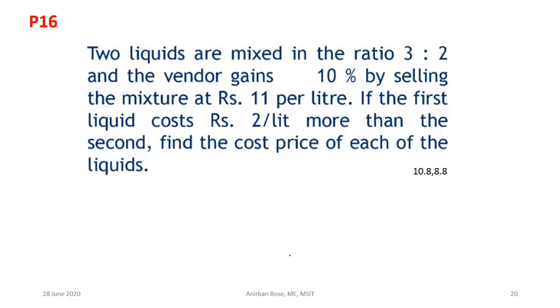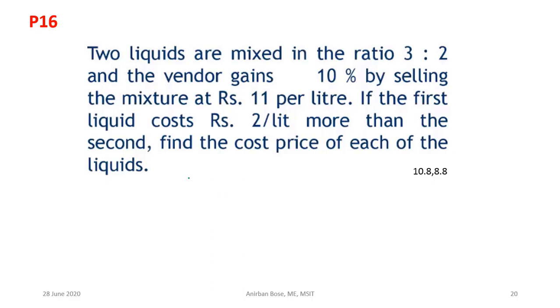Now, the next problem. Two liquids are mixed in the ratio 3:2 and the vendor gains 10% by selling the mixture at rupees 11 per liter. If the first liquid costs rupees 2 per liter more than the second, find the cost price of each of the liquids. Okay, two liquids are mixed in the ratio 3:2, and the vendor gains 10% by selling the mixture at rupees 11 per liter.